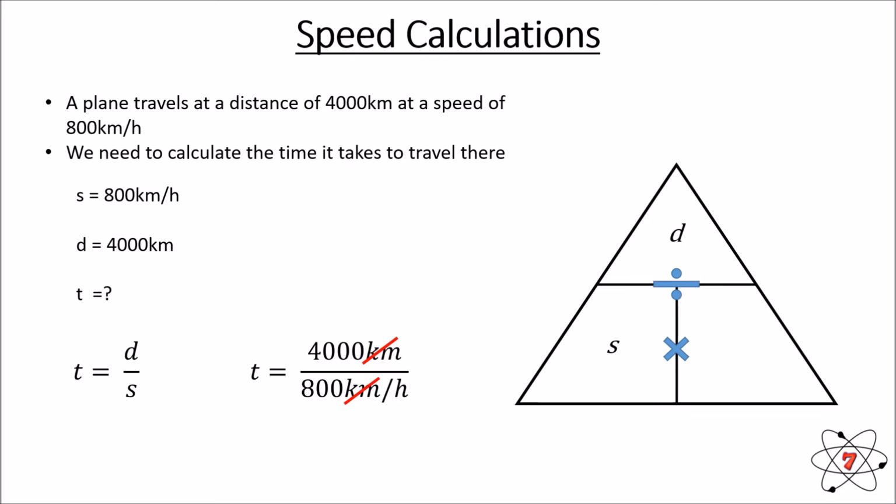Now, what's very, very important here, unlike the previous equations where the units did not resolve, here the kilometers are being divided by kilometers, so they cancel each other out. The units of kilometers, because they are dividing by each other, cancel each other. So we are left with 5 hours. 4,000 divided by 800 is 5, and kilometers divided by kilometers per hour is hours. So this plane takes 5 hours to travel 4,000 kilometers.